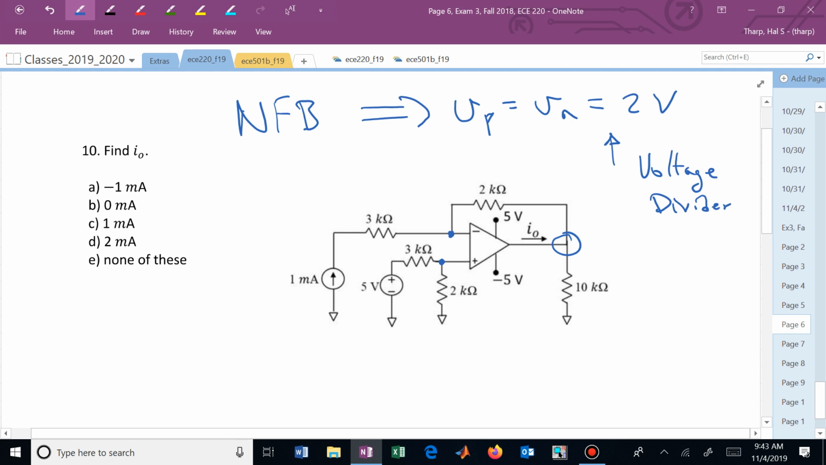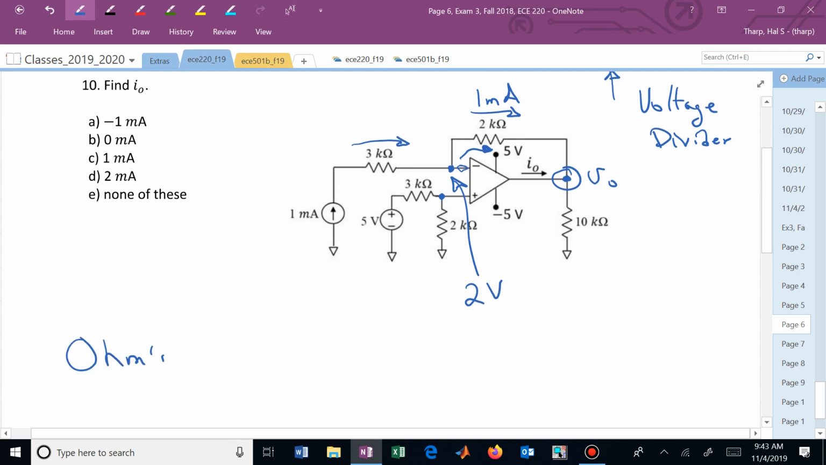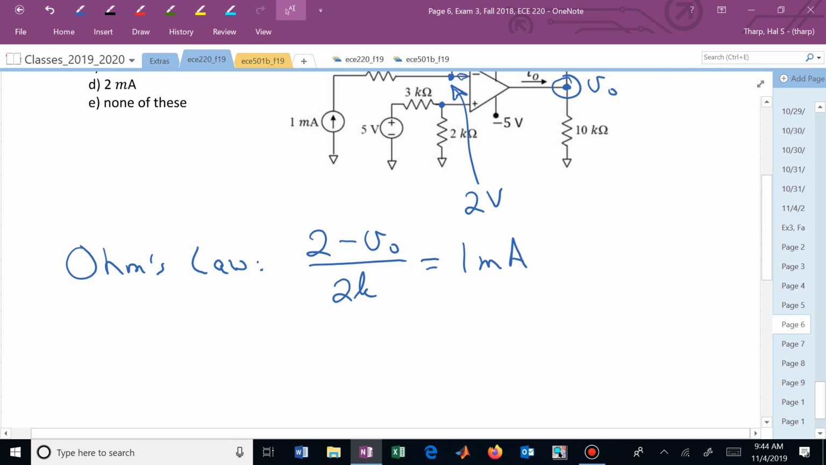We now know this 1 milliamp, though, is not going in here, is it? So we have this 1 milliamp there. 1 milliamp is going through that 2K ohm in the feedback path. That allows us to actually find this voltage, V0, because we know this, we're assuming, is at 2 volts. We can now, with Ohm's law, say that 2 volts minus V sub 0 over 2K is equal to 1 milli. Or 2 minus V sub 0 is 2m times 2k.